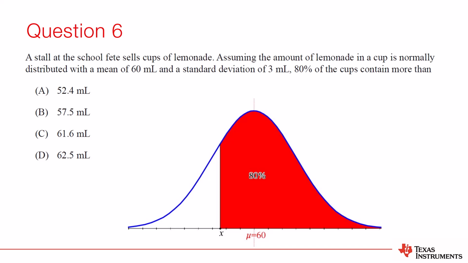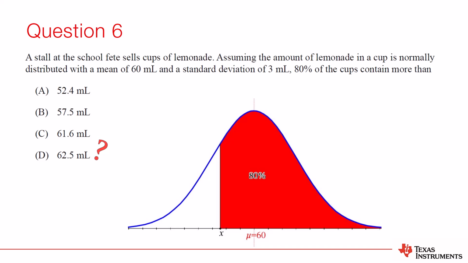From our graph, it should be clear that the value for x must be less than 60. That cuts out options C and D. However, almost a third of students chose option D, an option which we have eliminated by drawing a simple diagram.